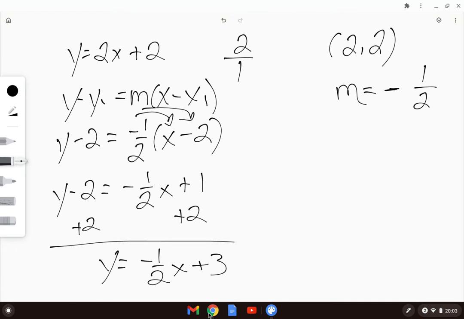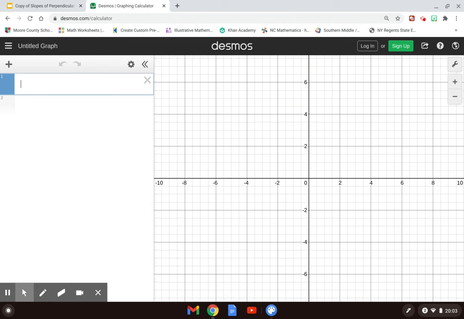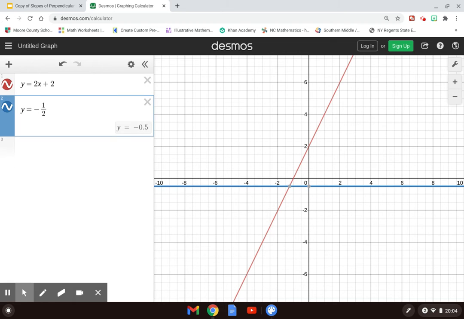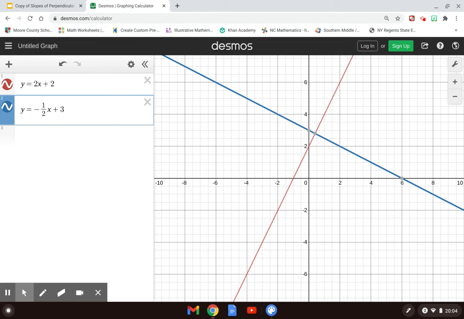So if we come over here to Desmos, we can graph both of our lines. So we'll graph y equals 2x plus 2. And then we will graph y equals negative 1/2 x plus 3. All right. So notice the lines are perpendicular because when they cross, they make a 90-degree angle. And y equals a negative 1/2 x plus 3 passes through the point 2, 2, which is right here. Okay, so here's the point 2, 2.